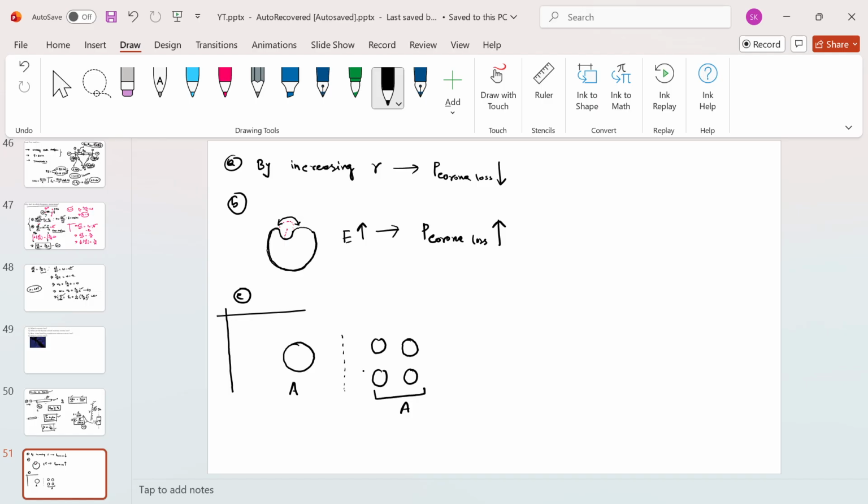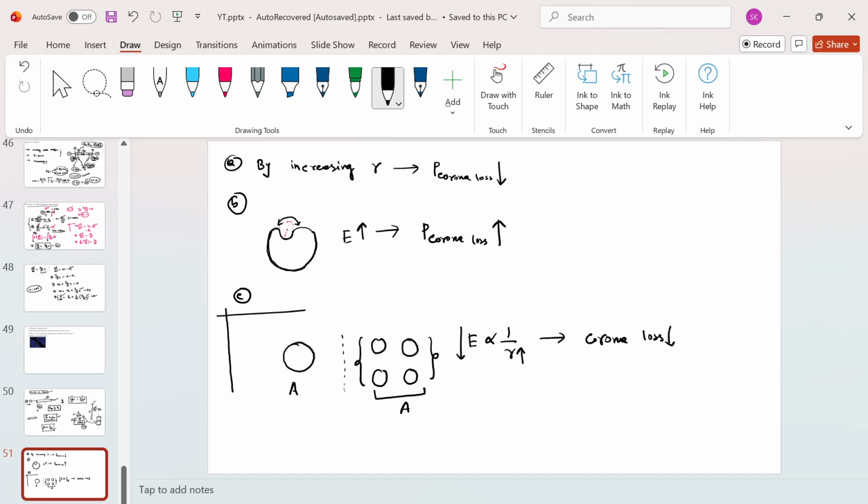So in that case, what will happen? Your overall radius or overall diameter per phase will increase, and as we know, the electric field is inversely proportional to the radius. As the radius is increasing, the electric field will reduce, and the coronal loss will also reduce. How are things happening here?